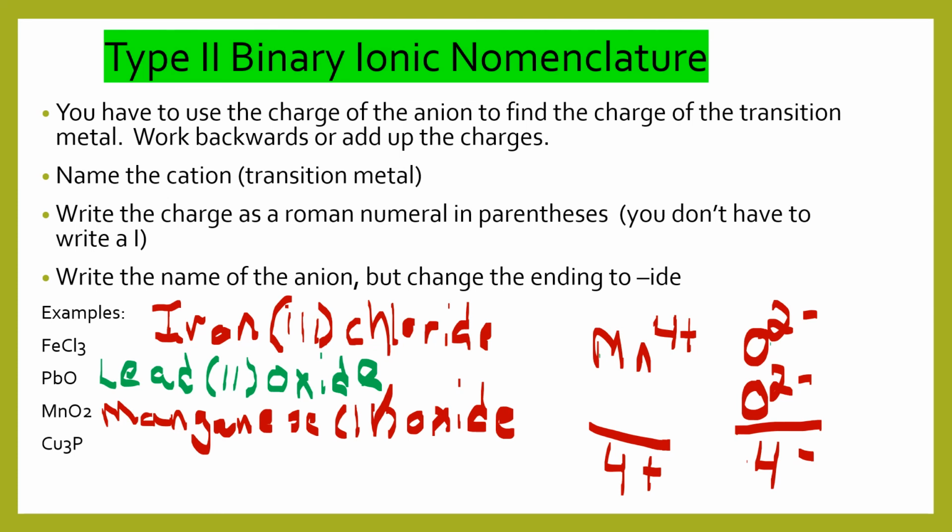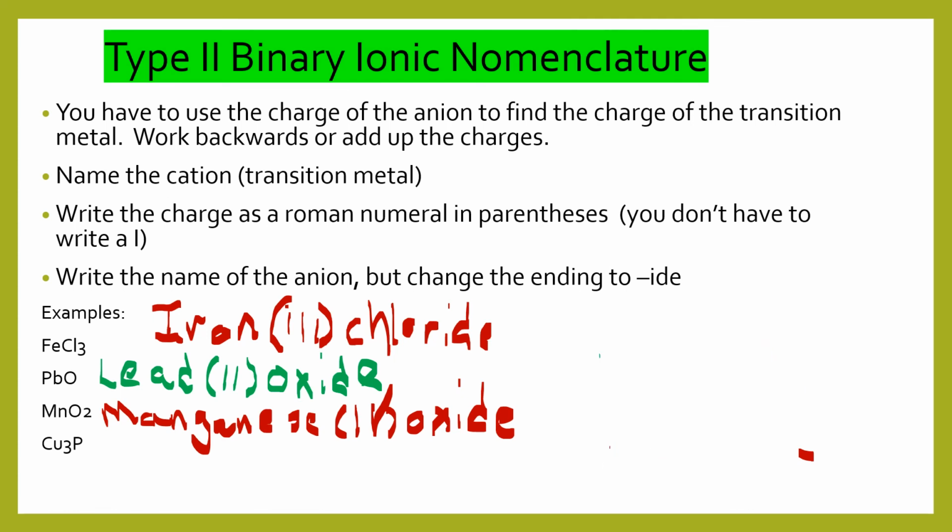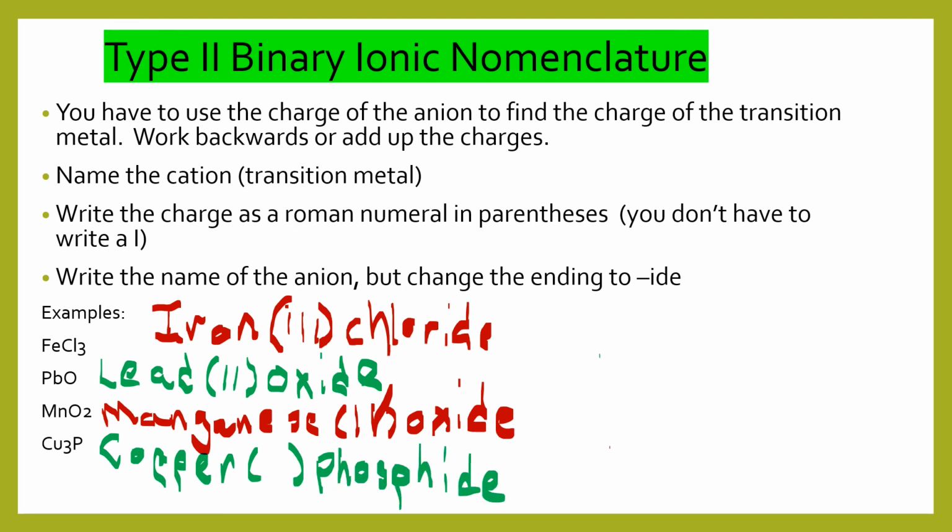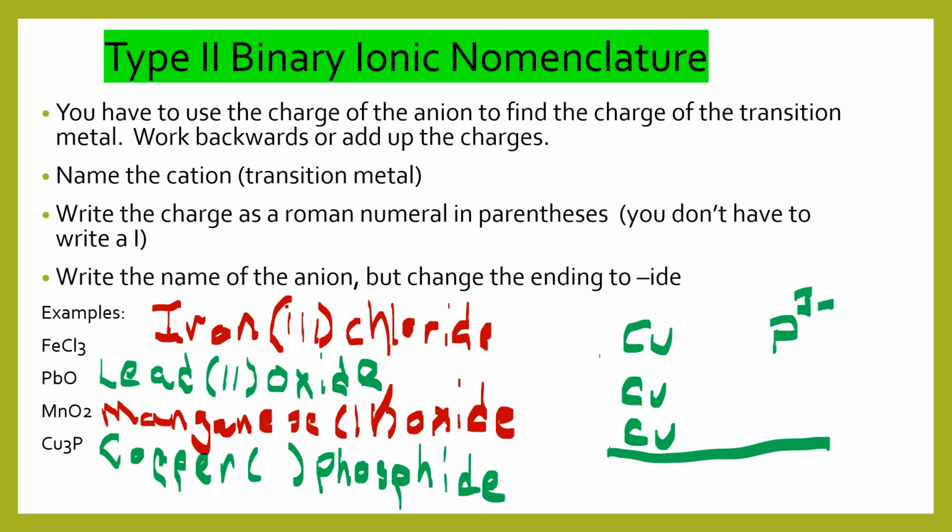Okay? And then let's take a look at Cu3P. All right, so we've got copper. Find that charge. And we've got phosphide this time. Well, we have 3 coppers here, according to the formula, and we have 1 phosphorus. Well, we know a phosphorus has a 3 minus charge. 1, 2, 3, skip, 3, 2, 1, zip. That gives us a total of 3 minus on this side.